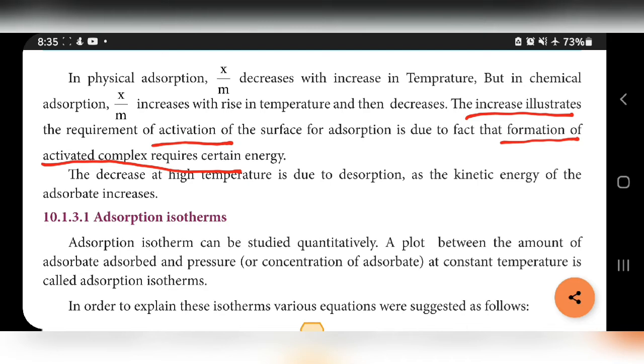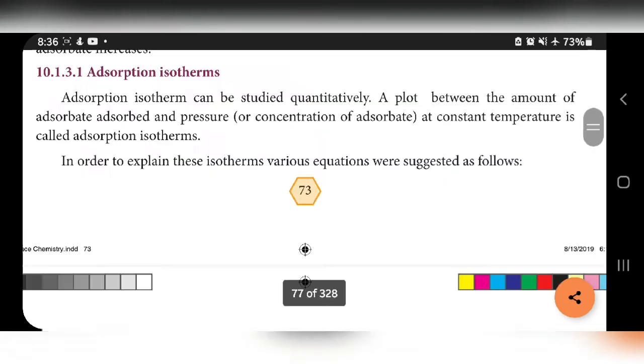The decrease at high temperature is due to desorption. At a high temperature, it decreases due to desorption. That means the kinetic energy of the adsorbate increases, because at a high temperature it is moving fast. While moving fast, adsorption is low, so it decreases at high temperature.